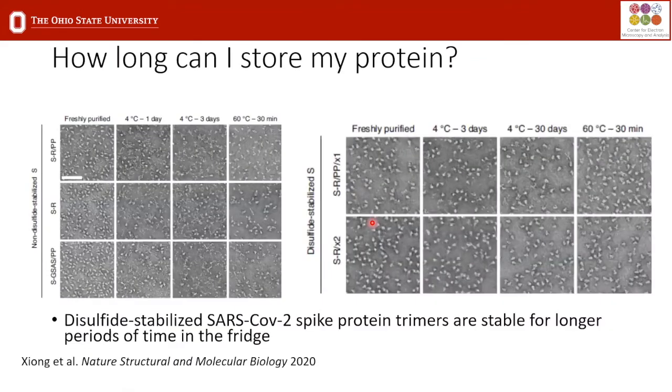You can also answer even more basic general sample knowledge questions. For example, we had some proteins that had to go directly from the SEC column onto a cryo-EM grid and couldn't be stored for any amount of time or they would just fall apart. Other proteins are much more stable. So you can use negative stain to quickly get an idea of how long you can store your sample.